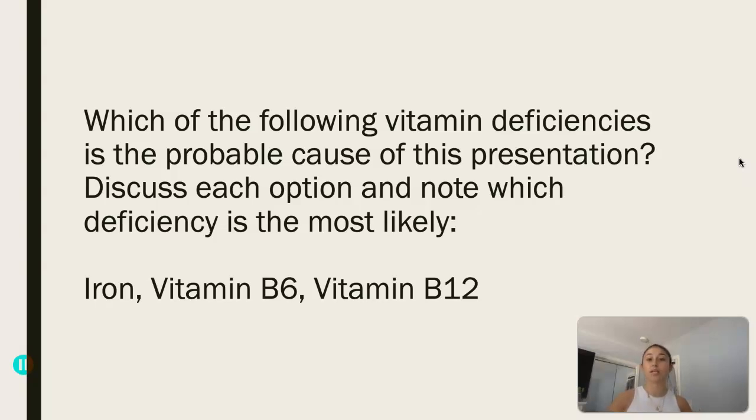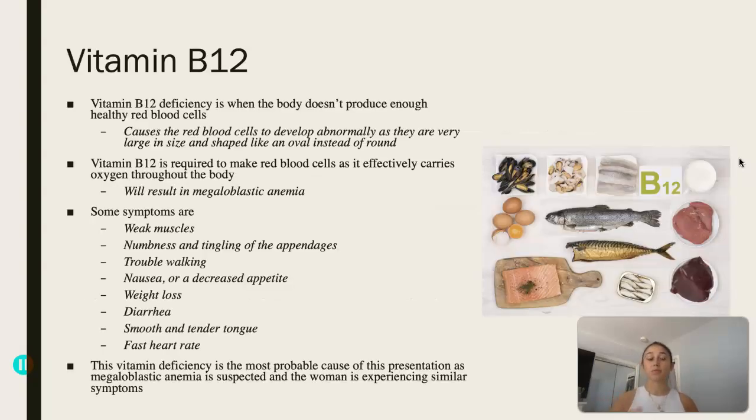So which of the following vitamin deficiencies is a probable cause of this presentation? And there are 3 in question: iron, vitamin B6, and vitamin B12. And we will start with vitamin B12. A deficiency in this vitamin is when the body doesn't produce enough healthy red blood cells because they are developed abnormally. They are much larger in size and they aren't as round as regular red blood cells. They're more oval in shape.